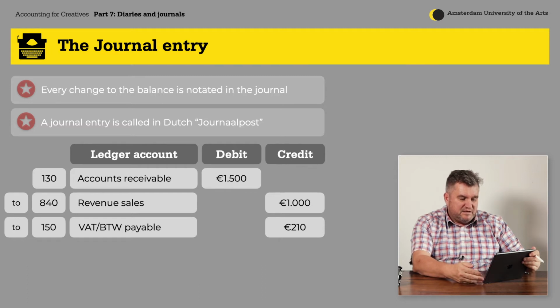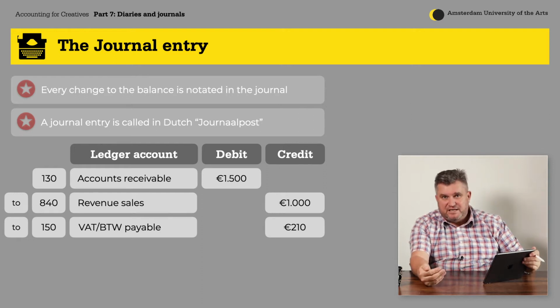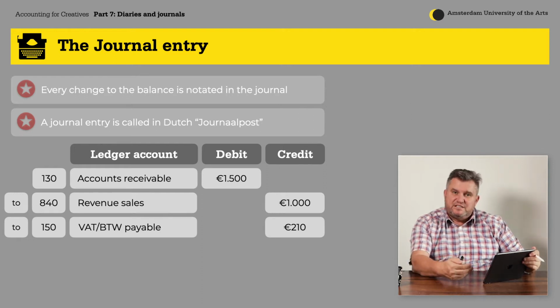And the same with the VAT, the BTW payable. It is 210 euros. This is an amount that we have to pay to the tax authorities later. So until then it's a debt, and the debt is increasing. The debt is on the credit side of the balance, so it's also on the credit side of the journal entry, as you can see here. So you can look at this journal entry as a kind of language that bookkeepers use to write their information down.